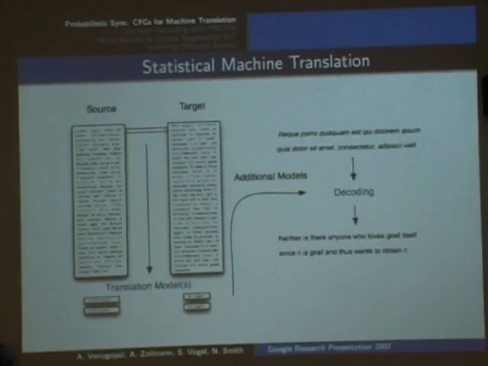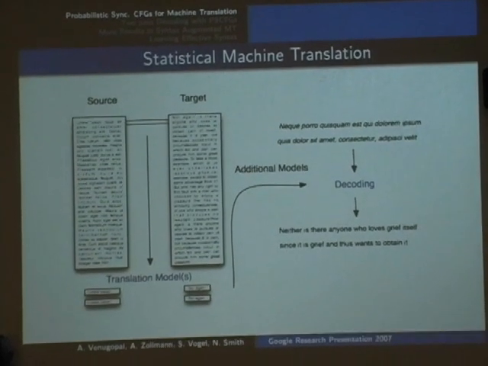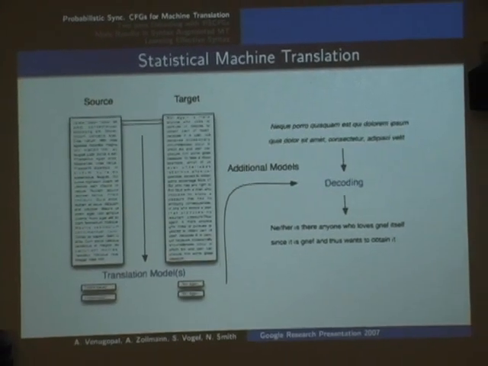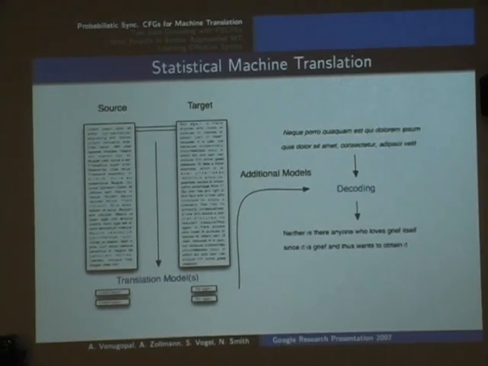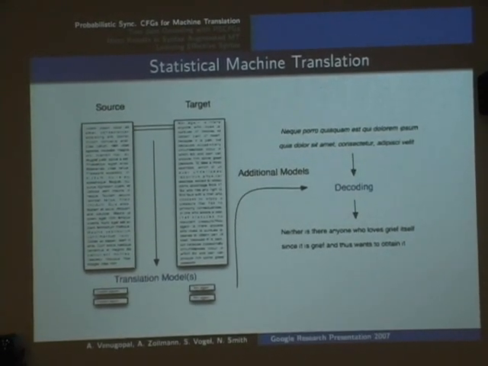So, a very top-level overview, just to make it clear what we're actually doing. We're starting with parallel text, and we're trying to extract a translation model from that, which we can then use with additional models to translate new sentences. So today's presentation is really going to be focused on two components, primarily the decoding, and that's what the primary part of the presentation is going to be about, and then a little bit about learning more interesting translation models as well.